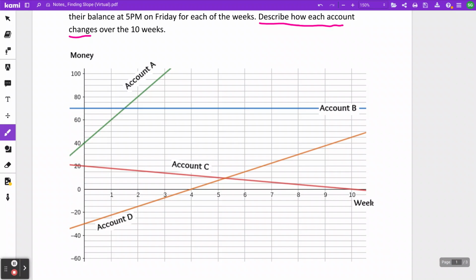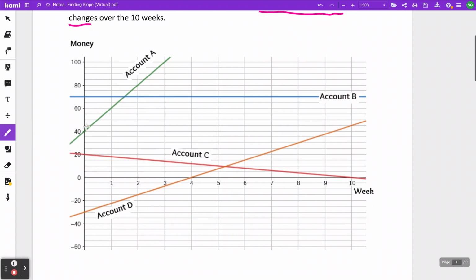So if you say that they're saving money over time or that the account is going up, the money is increasing, can you attach a number to that? And to help us figure out the number, we're going to need to look at some points on this graph. Notice that our line is starting at 40. At week 0, there's $40 in the account.